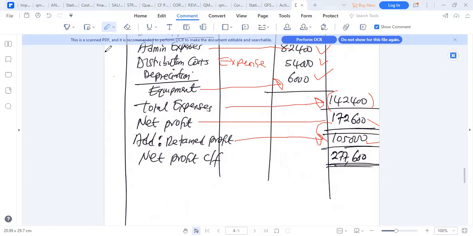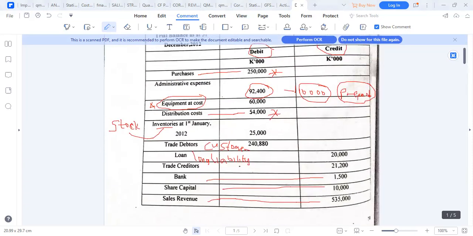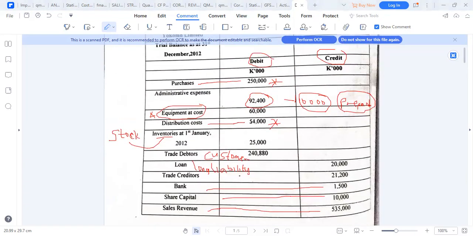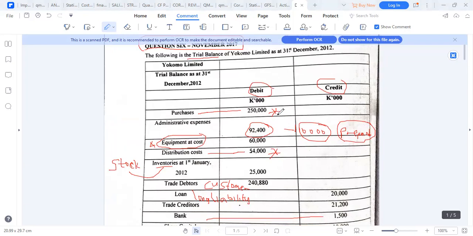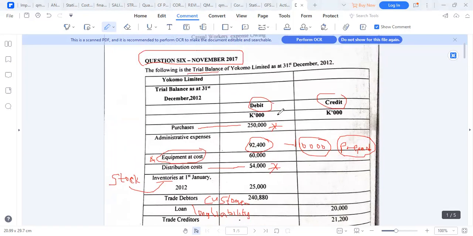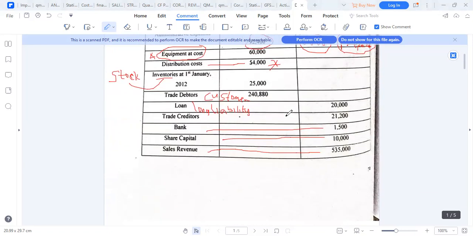Yes, sir. Can you come again? You said which first paper was this? Hello, sir? Yes, I can hear you. You can talk to me. Oh, okay, I've seen it. December 2012. Which one is that? Which one were you looking for? I'm asking about this paper. I wanted to see which year it was. Oh, Yokomo Limited, okay. Thank you. You're welcome.